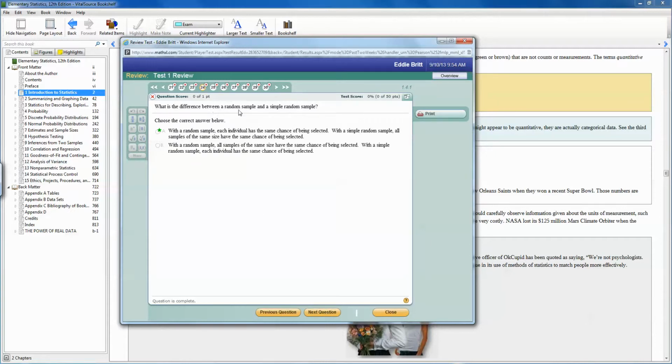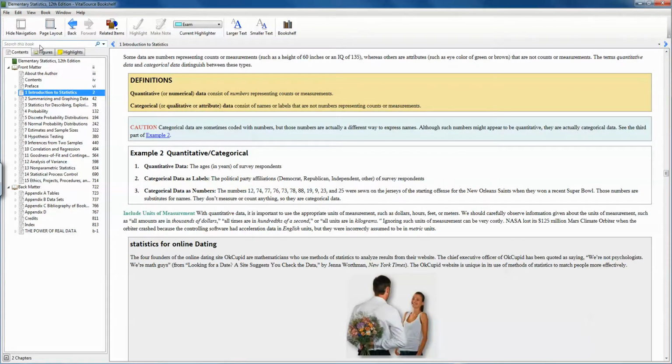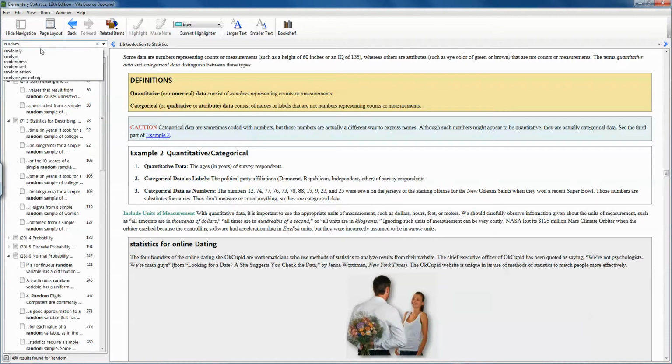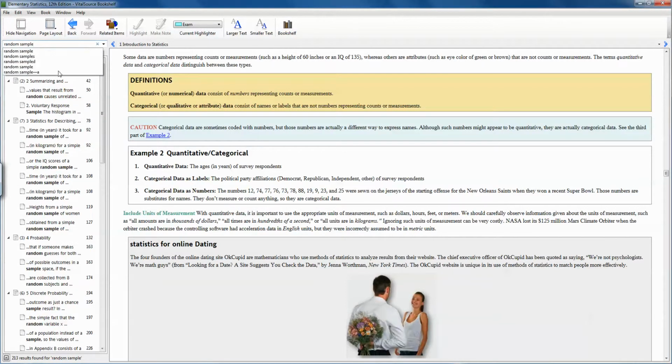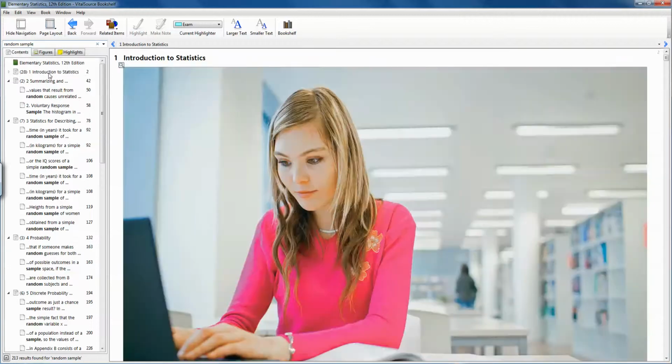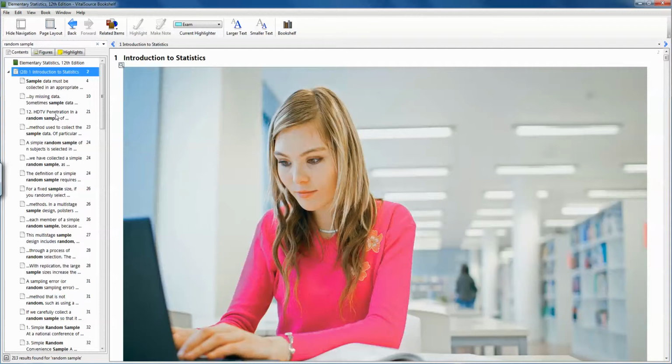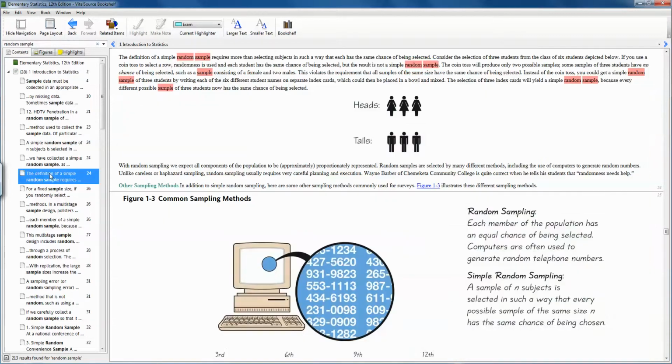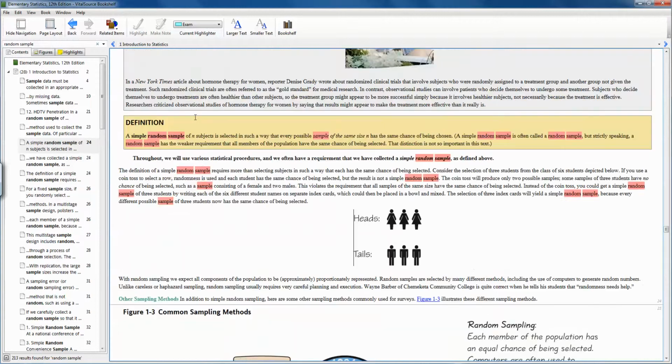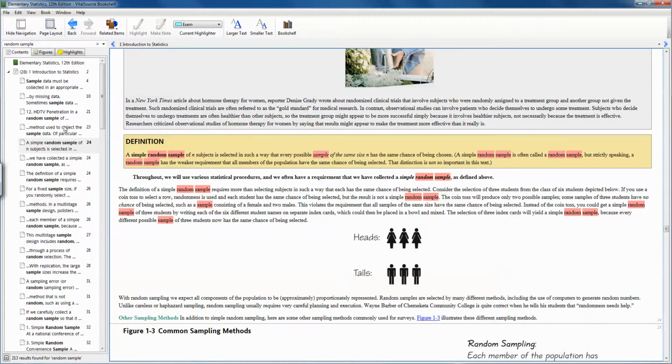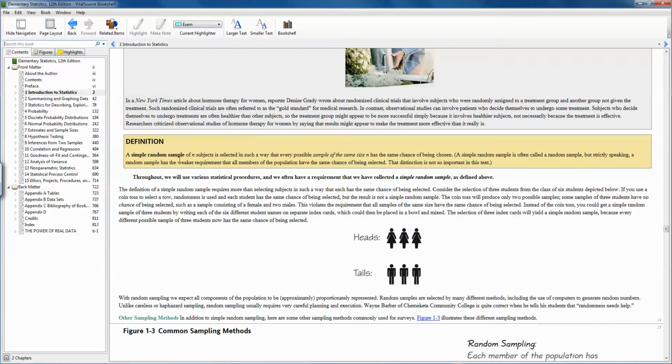What is the difference between a random sample and a simple random sample? Alright, so let's see where that is in the textbook. So random sample. Definition of a random sample. Alright. A simple random sample of n subjects is selected in such a way that every possible sample of the same size n has the same chance of being chosen.